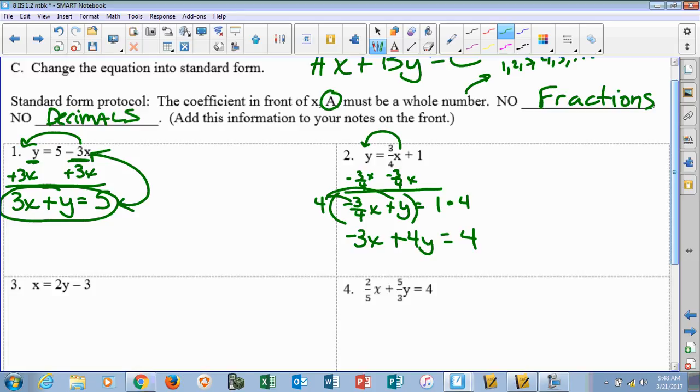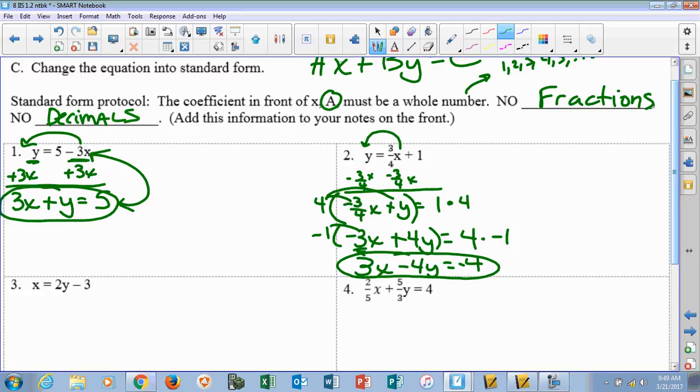The coefficient in front of x, this number, must be a whole number. Is negative 3 a whole number? No, it is not. So to make this positive, I'm going to multiply both sides again, but I'm going to multiply by negative 1, because it doesn't change the numbers, it just changes the signs. So negative 1 times negative 3x is 3x. Negative 1 times 4y is negative 4y. And this becomes negative 4. And this becomes our answer in standard form, because now that first number is a whole number.